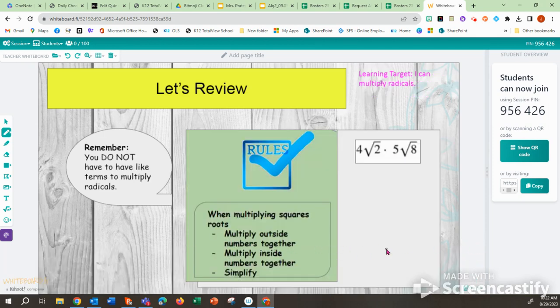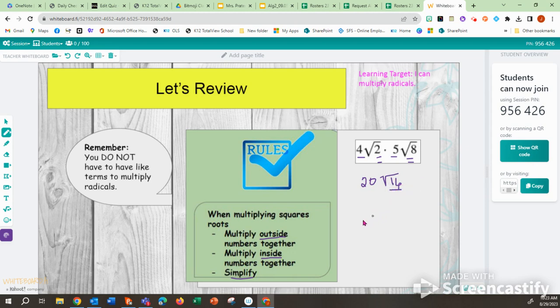When we're multiplying, okay, different rule. We do not have to have like terms when we're multiplying. The steps for multiplying is we multiply outside number times outside number. We multiply inside number times inside number, and then we simplify. So in this example, 4 and 5 would be my outside numbers. 4 times 5 would be 20. 20 stays outside. Square root of 2 times square root of 8, those would be my inside numbers. That's going to give me square root of 16. And then I would simplify.